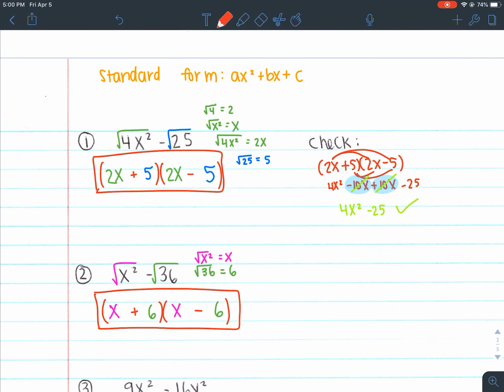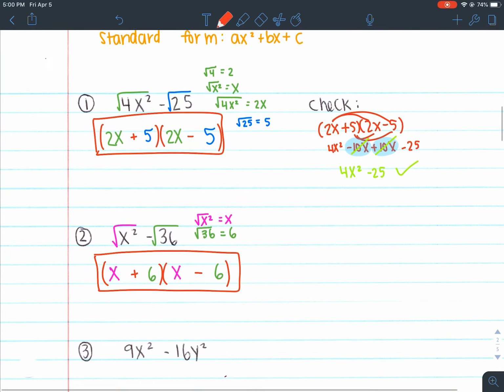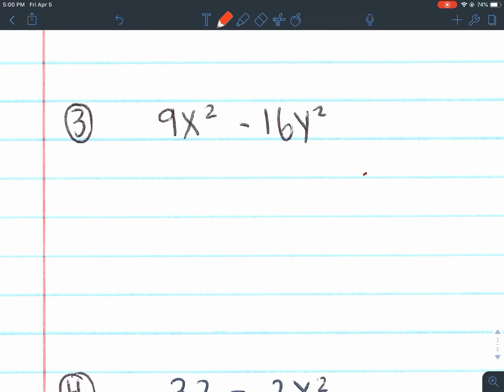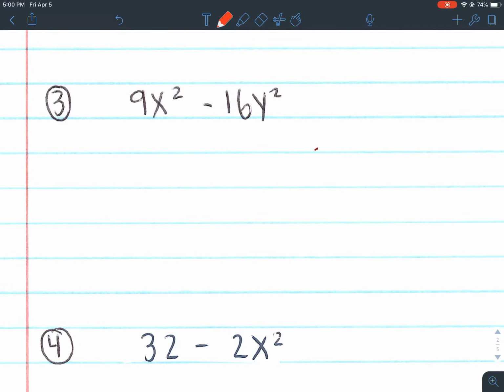Forgot to mention, by the way, that you should always check for a GCF. So in the first 2 problems, I didn't have a GCF, and I forgot to tell you to check, so that's my bad. The good news is that we didn't have a GCF in those. Number 3, check for a GCF. Do I have one? I don't, so I can go ahead and move on and check to see if I can do difference of squares.